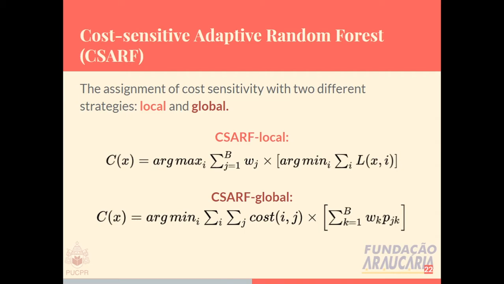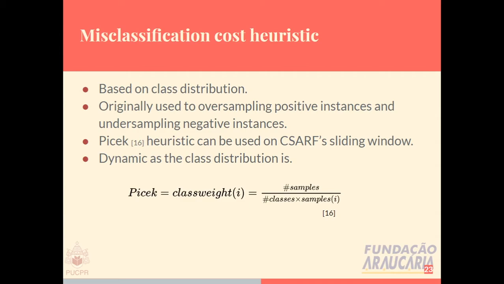The CSARF global applies the cost matrix after combining the basic classifiers. In this way, we change not the individual opinions of each decision tree, but the combination of their opinions. The most common way to build a cost matrix is to set a fixed misclassification cost for each class. This cost can be chosen through an exhaustive grid search testing various costs to achieve the desired performance. But in stream environments, this strategy may not work because it doesn't consider the class distribution variation, and the infinite universe of a data stream is unknown.